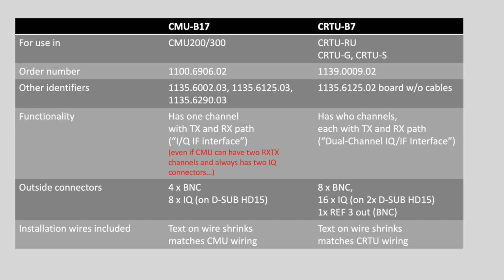How about the outside connectors? Well, for the B17 we've got 4 times B and C for IF, and we've got 8 connections on the D sub-connector for IQ in and out. And on the B7 board it's double of both of them. On top of that, the B7 board also has an additional reference output that you can bring out to the back of the device. That is physically missing on the B17 board. That connector is not there, but it can be useful. And actually, eventually I did bring it out and I've been measuring on it.